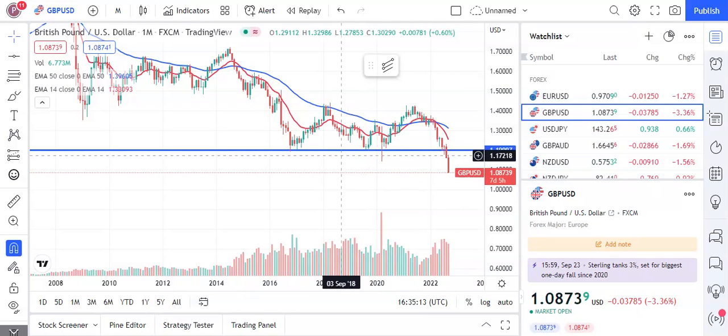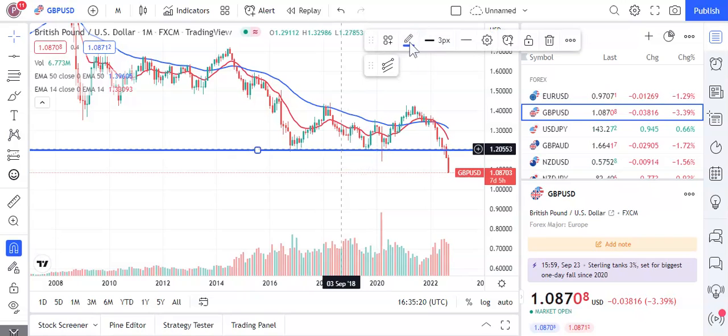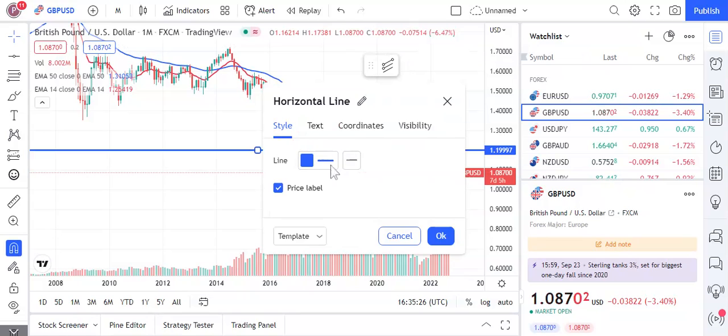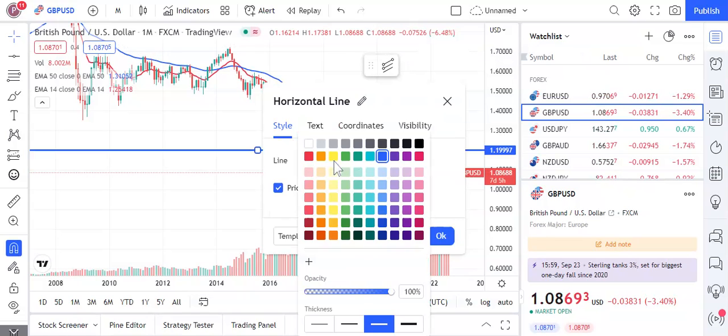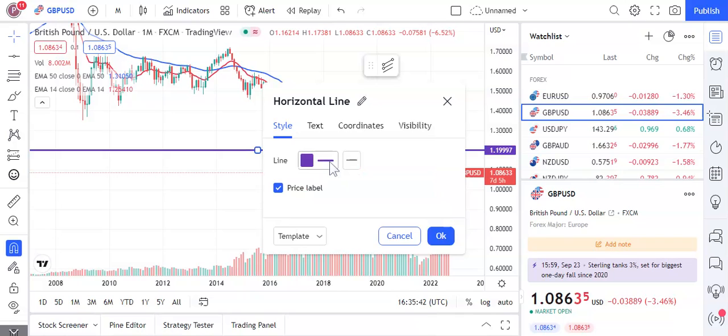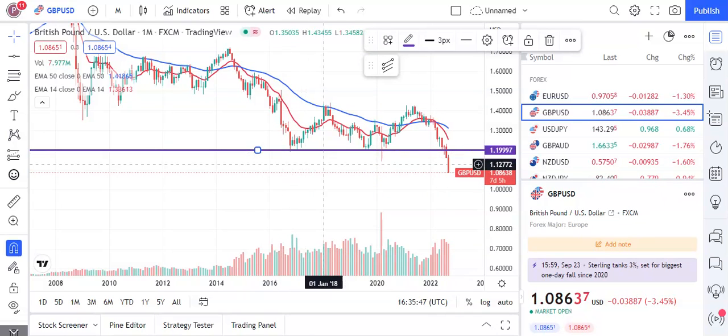Now, I normally change the color of my line so that I can identify it as I move ahead. So I will change this color, just click on it. It will pop up this dialog box here. Click on it, then change the color to what? Purple. That's it. The line is okay, the thickness is okay. I click OK. So anytime I see this purple line, I know that this is an area of support on the monthly time frame.